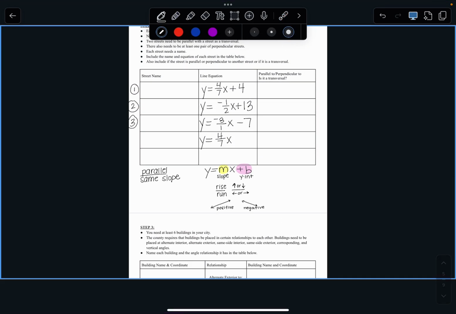Okay, so then my starting point was negative 13. So I got to put that in. So now I had my starting point, I used my same slope, and I was able to write my equation of my line. Okay, for them to be parallel, they have to have the same slope but a different starting point.